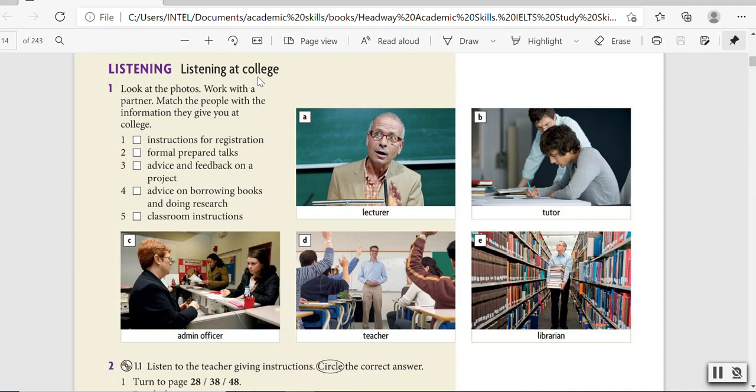Listening at college. Look at the photos, work with a partner, and match the people with the information they give you at college. We have five sentences. There is information about these people. Tell me which information belongs to which one. For example, instruction for registration, formal prepared talks, advice and feedback on a project, advice on borrowing books and doing research, classroom instructions.